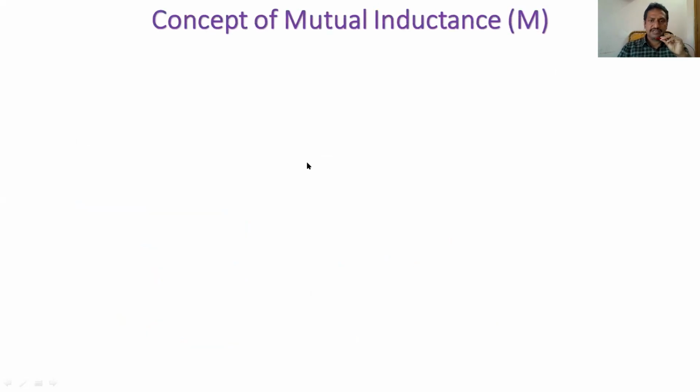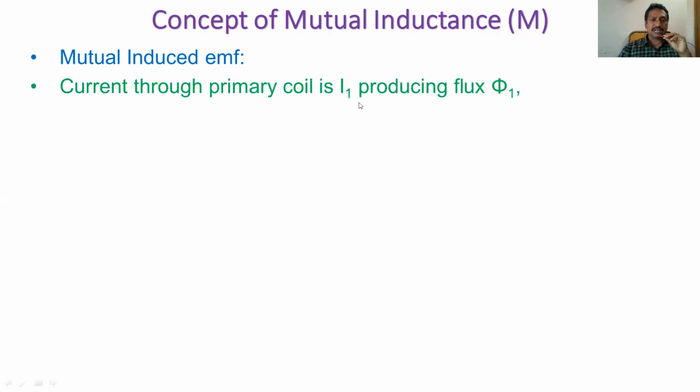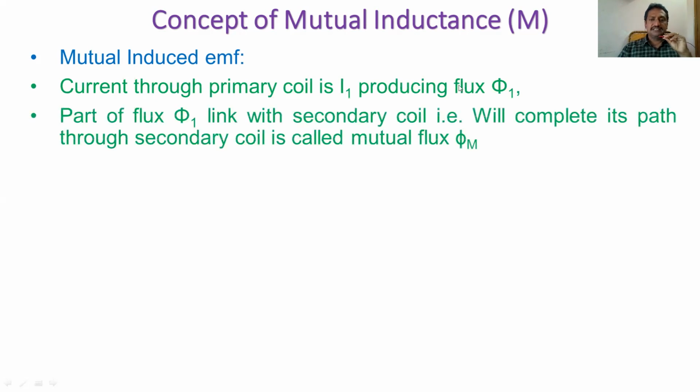Next, the concept of mutual inductance. Before we enter into mutual inductance, we should be aware of mutual induced EMF. Remember, dear students, self-inductance or self-induced EMF is developed in a single coil. Mutual inductance or mutual induced EMF is developed in two coils. So we remember that current through the primary coil, I1, produces flux φ1. Then part of the flux φ1 links with the secondary coil, and that is called mutual flux.